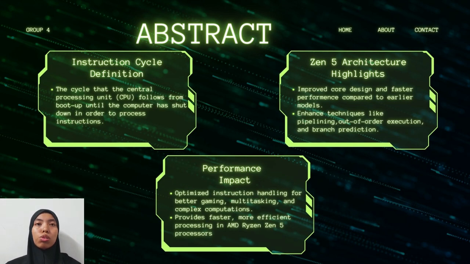Here, I include two highlights of Zen 5 architecture, which are improved core design and faster performance compared to earlier models, and the second one is enhanced techniques like pipelining, out of order execution, and branch prediction. The performance impact: it will optimize instruction handling for better gaming, multitasking, and complex computation, and provide faster, more efficient processing in AMD Ryzen 5 processor.